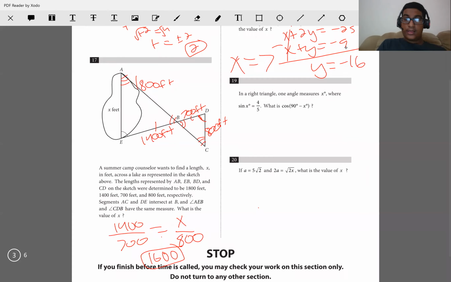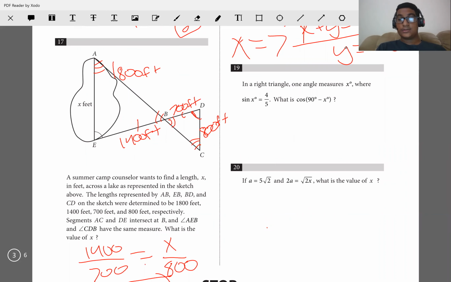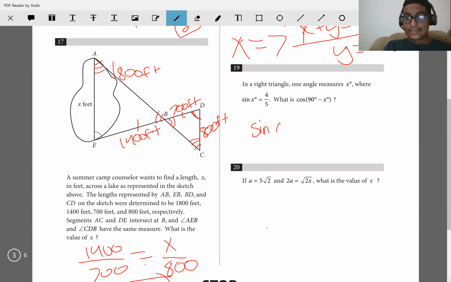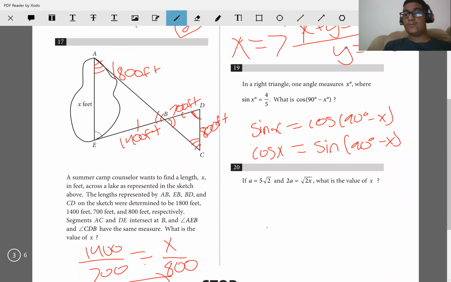Now number 19. In a right triangle, one angle measures x degrees, where sine x equals 4/5. What is cosine of 90 degrees minus x? Something that you should always know, it is always true: sine x is always equal to cosine of 90 degrees minus x. And it's the same thing for cosine x equals sine of 90 degrees minus x, because the sine and the cosine of two complementary angles are equal to each other. So cosine of 90 degrees minus x is equal to 4/5.